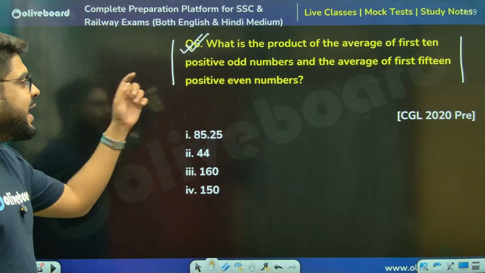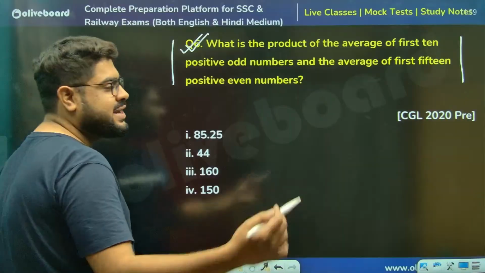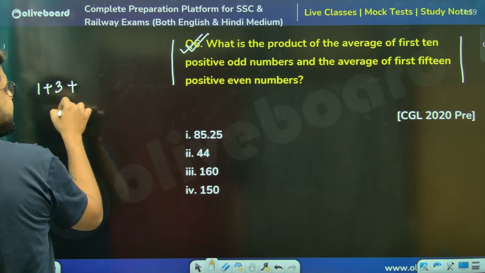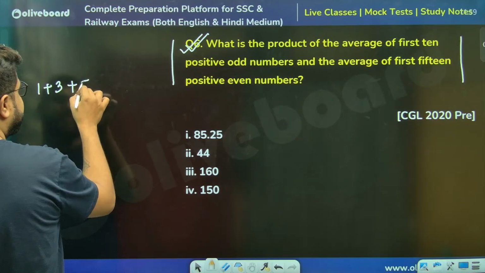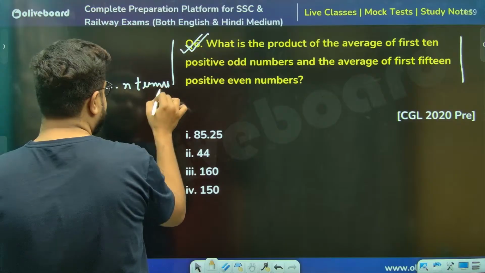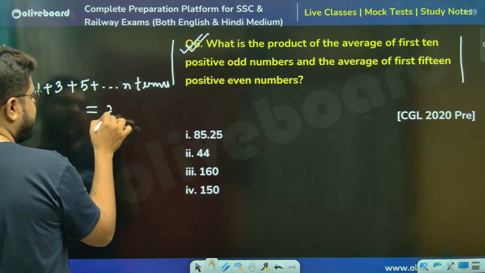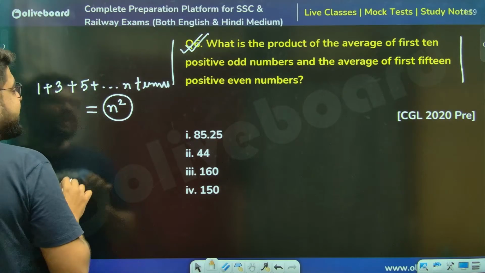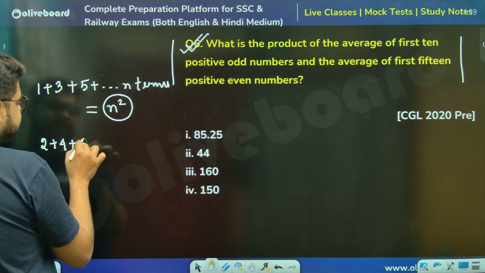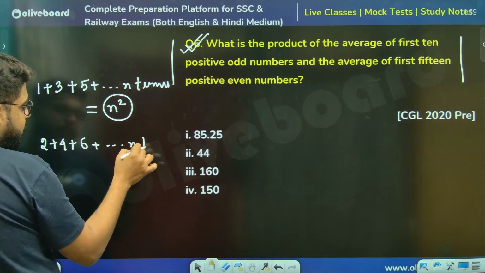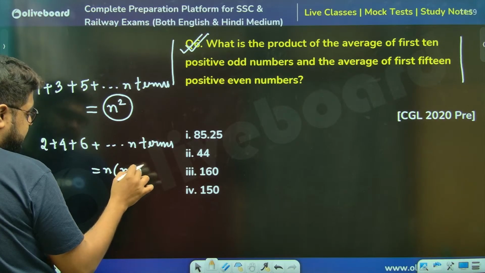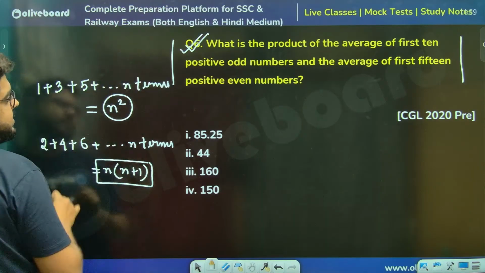What is the product of the average of first and positive odd numbers? Such as, sir, sum of first and positive odd numbers. Anyone? Formulas are there, you should know this. I told you about this. It is n square. And for the first n positive even numbers, sir, it is n into n plus 1. You will be needing this here.